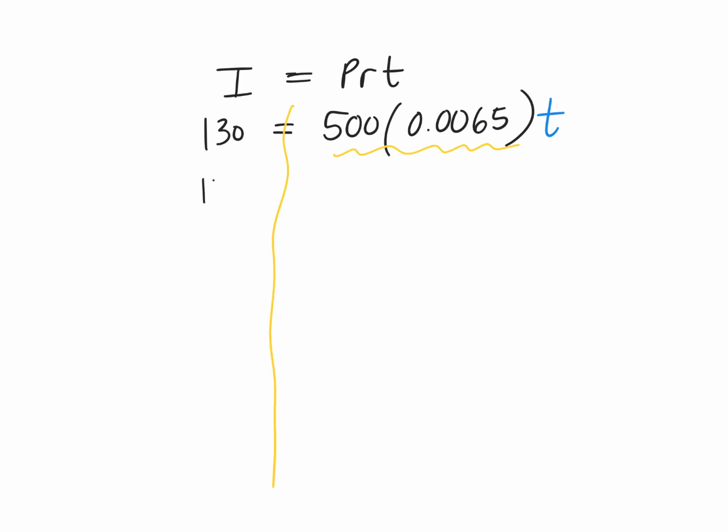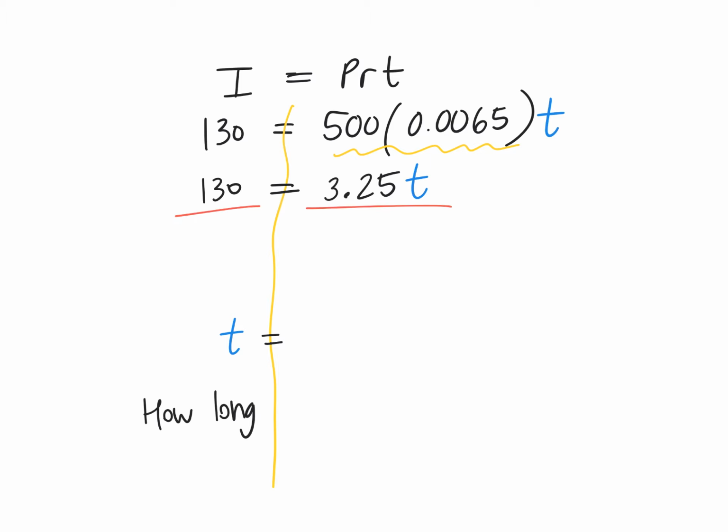So on my left side, I still have the 130. What's 500 times 0.0065? 3.25 multiplied by T. I'm trying to figure out what the time is. The question said, how long did it take him to earn the $130 interest? How do I isolate T? What do I do to both sides? Divide by what? To cancel that out, divide this by 3.25.